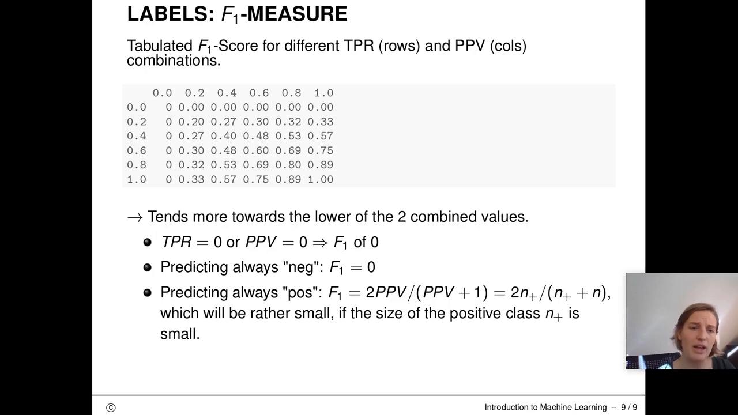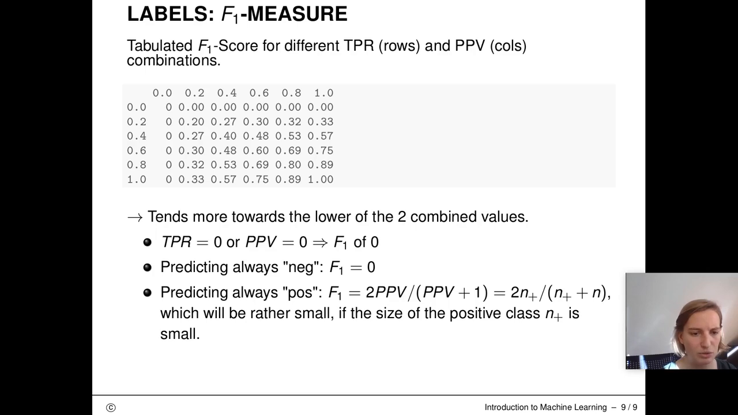You can also ask yourself, what is the F1 of a constant system that always predicts the negative class label? Well, in this case, if you always predict the negative class, then the TPR is 0, so F1 is 0. That's easy to see. If you always predict positive, things are not so simple, or, well, F1 is not exactly 0. What happens then is that the true positive rate is exactly 1, because everything from the positive class you're also labeling as positive. So the F1 formula reduces to 2 times PPV divided by PPV plus 1. And with a few calculations, you can show that this reduces even further to 2 times n plus, so the size of the positive class, divided by n plus plus n.